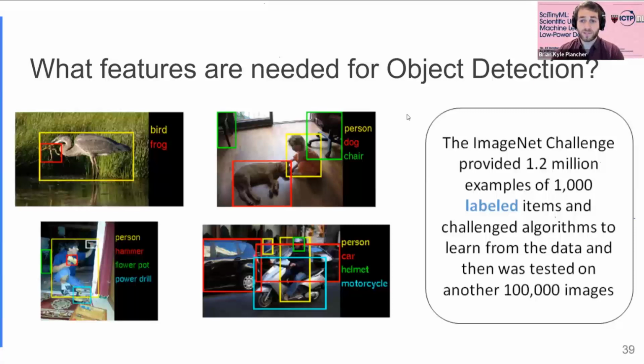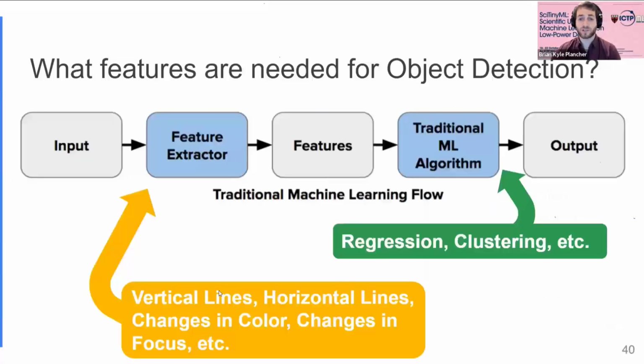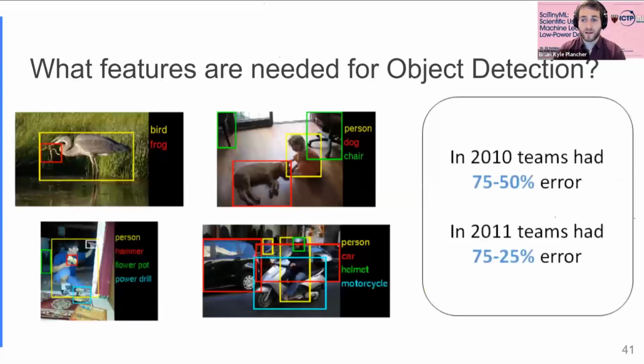And what most people did was they would come up with some sort of set of features, using things like convolutions to find vertical lines, horizontal lines, changes of color, etc. And then they would use some sort of traditional machine learning algorithm like regression or clustering to say, if you have these features, you're probably this thing. Unfortunately, the teams didn't do super great. They did okay. In the first year, they were worse than 50%. They were more than 50% of the time wrong, all the teams. In 2011, some teams were able to get the error rate down to only 25%. So they were right 3 out of 4 times.